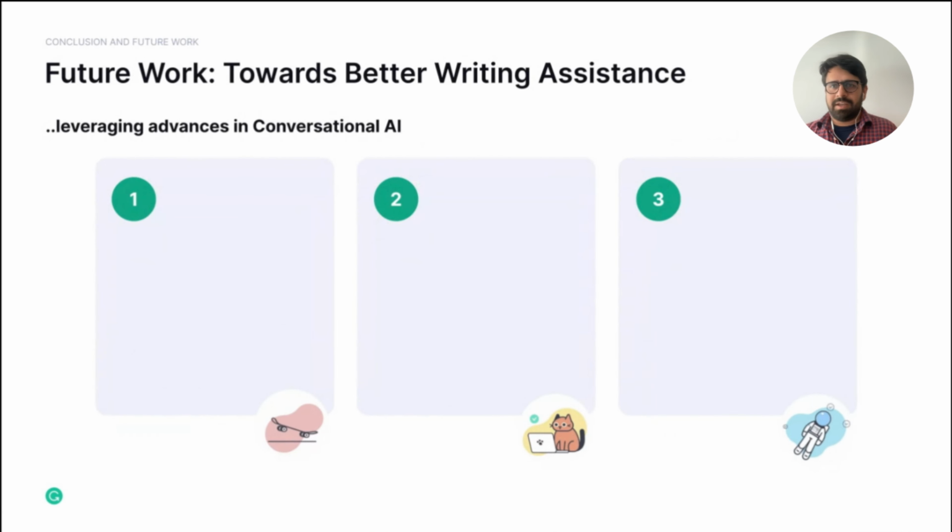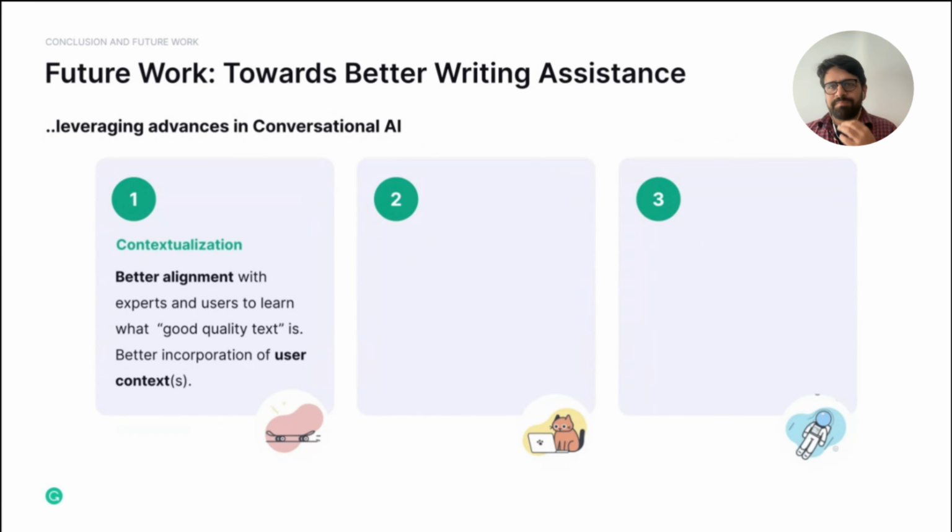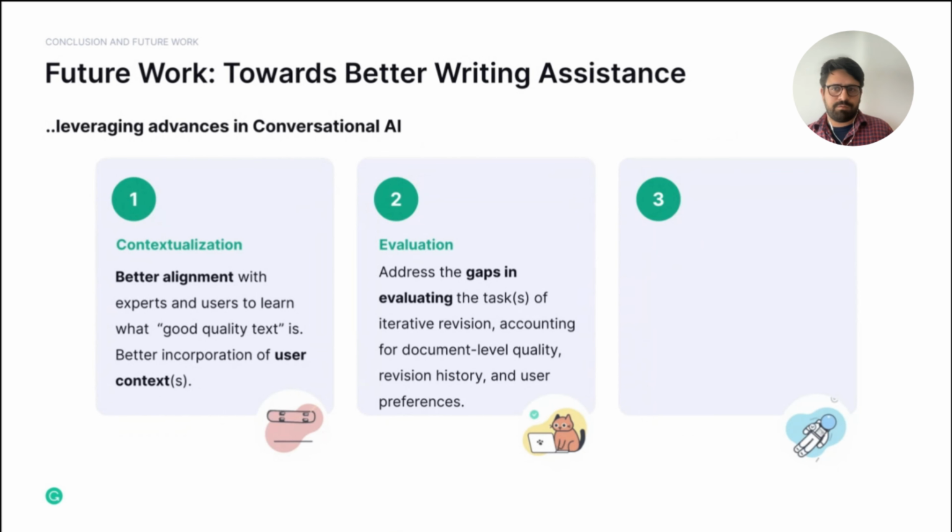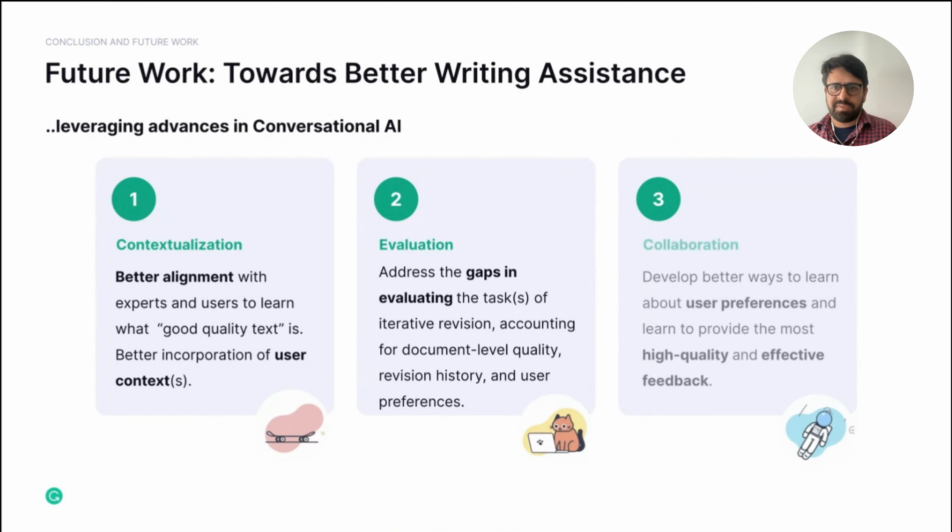So finally, in terms of future work, we aim to improve the contextualization of our systems. We want to make them provide better suggestions for different users and different writing needs. We hope to invest some effort in formulating better evaluation frameworks to address the gaps in evaluating the task of revision, accounting for document level quality, revision history, and user preferences. And finally, we aim to improve this human-in-the-loop writing process by learning to provide the most effective suggestions.